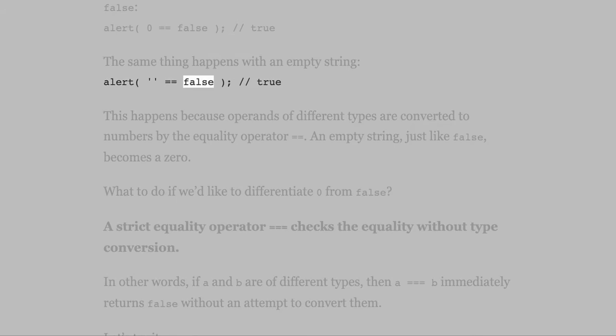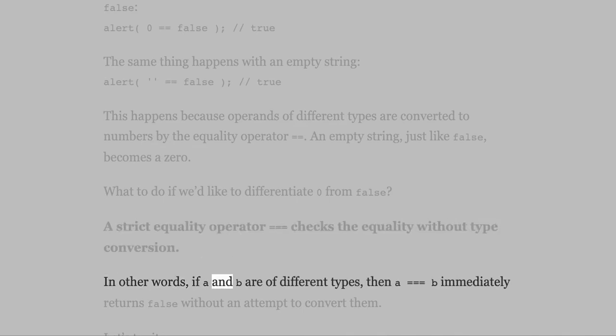alert(false == 0) is true. This happens because operands of different types are converted to numbers by the equality operator ==. An empty string, just like false, becomes a 0. What to do if we'd like to differentiate 0 from false? A strict equality operator === checks the equality without type conversion.